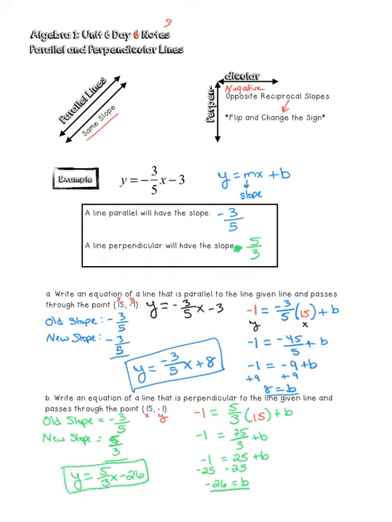Which means if you were to graph y equals negative 3 over 5x minus 3 and y equals 5 over 3x minus 26, they would intersect at a right angle. Throw in a little bit of geometry. Perpendicular means a right angle. They intersect at right angles. That is writing parallel and perpendicular equations.